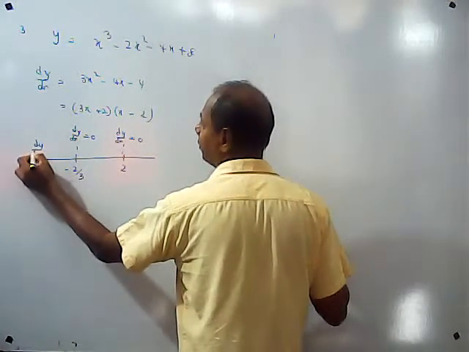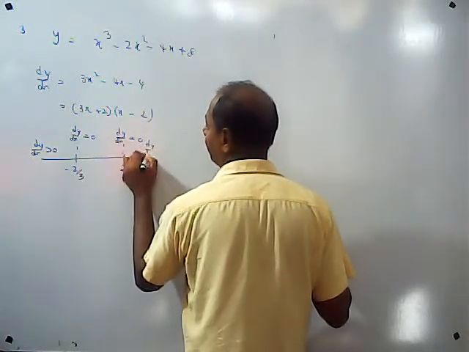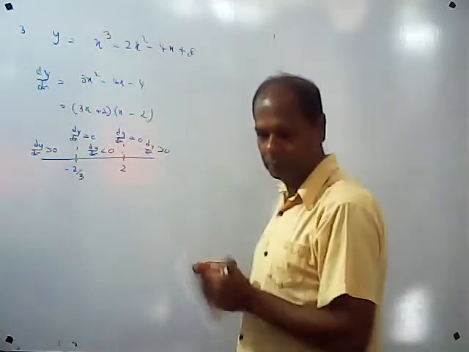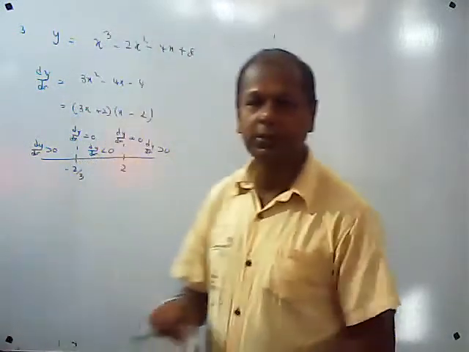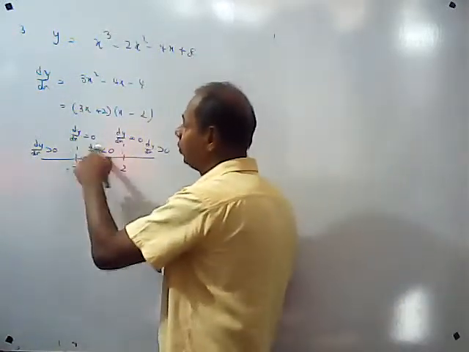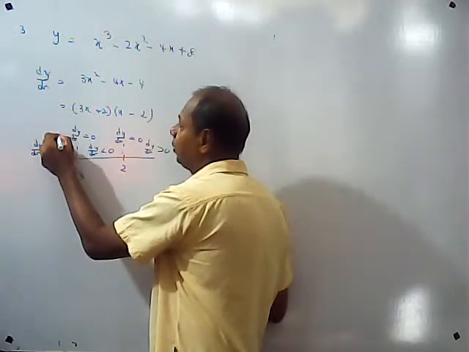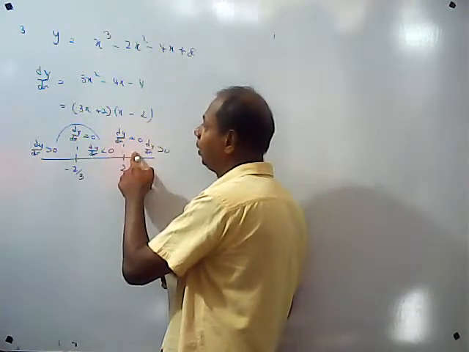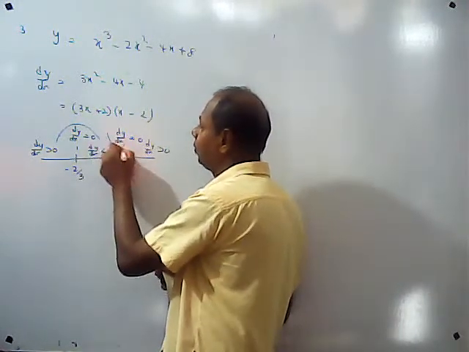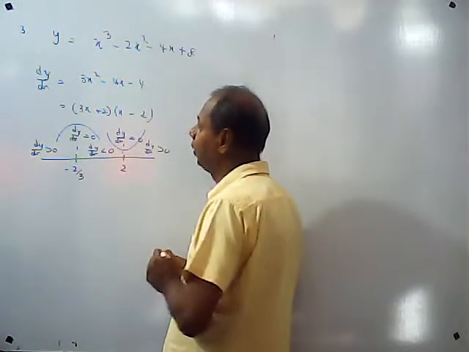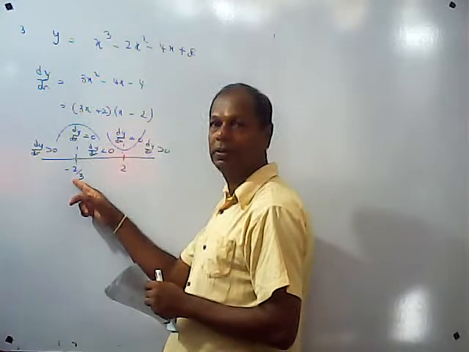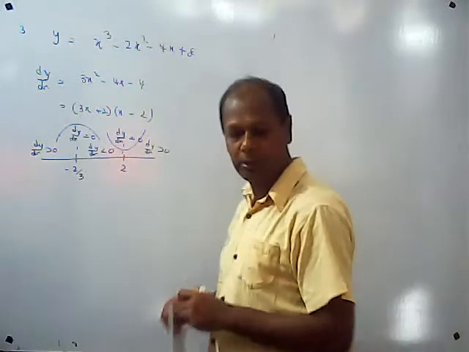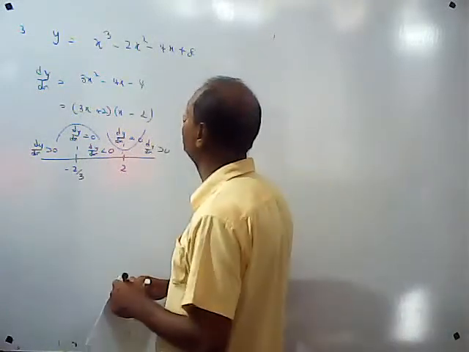On either side it is greater than 0, and in the middle less than 0. So it changes from positive to negative. Positive to negative means going up and then starting to come down. Then this one is negative to positive. So at minus 2/3 it's the local maximum. At 2 it's a local minimum.